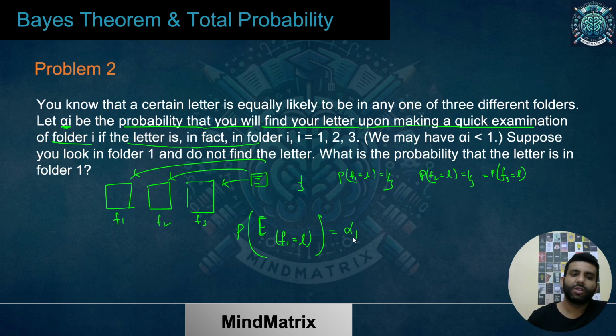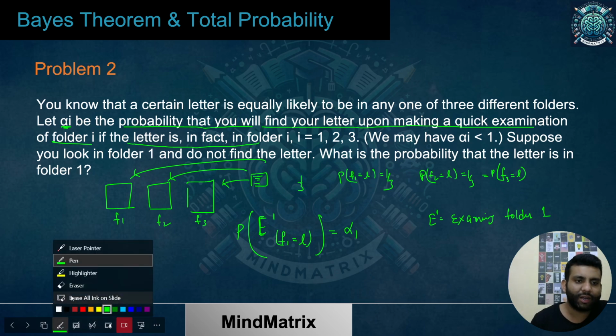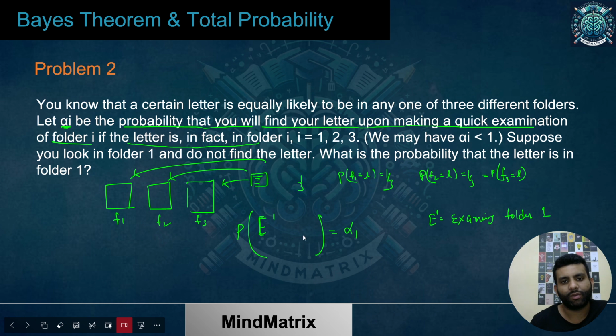So my E basically refers to examining. Examining folder 1. Let me just write it properly. The idea may not be clear the way I'm writing it, so let me improve it a bit. Yes, it should be something like this, even given F1 equals L. Yeah, now this is better.